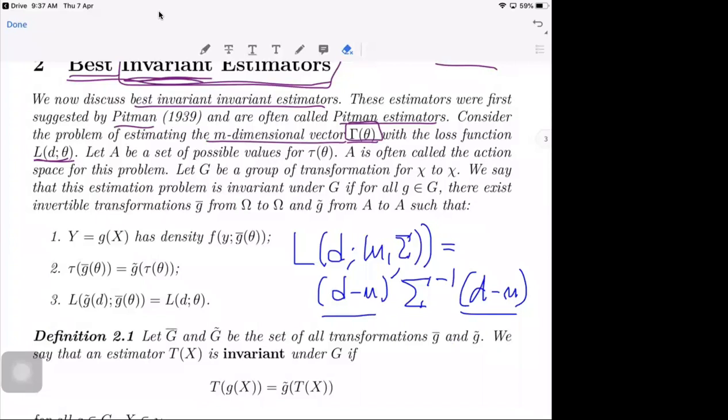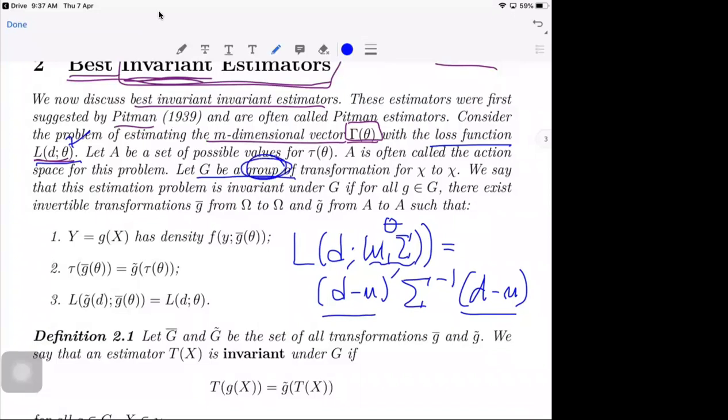So invariance will be associated with a given loss function. Okay? It is associated with a given loss function. So in general, this is our theta here, mu and sigma; it is just general. Okay? So let A be a set of possible values for tau of theta. A is often called the action space for this problem. And let G be a group of transformations, okay?